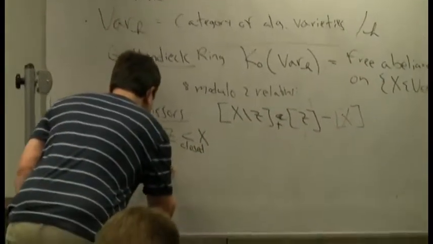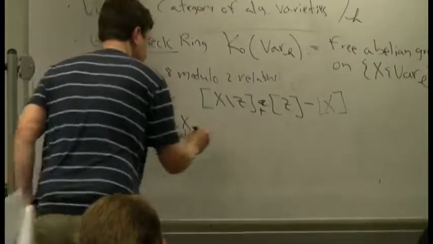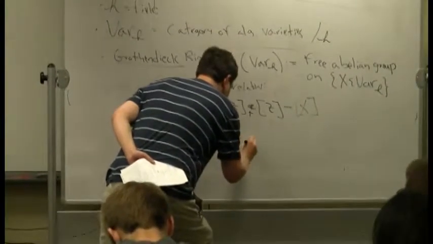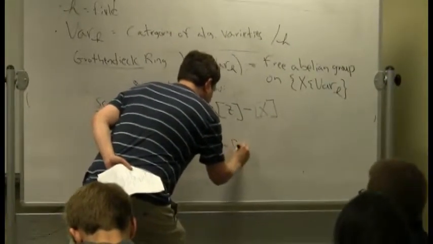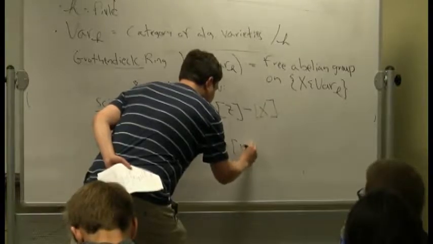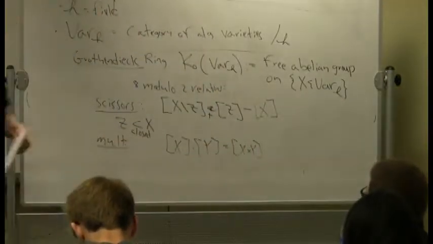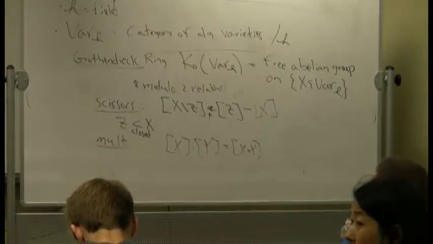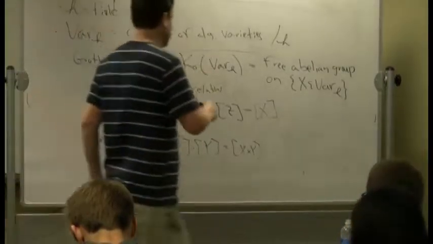And then the multiplication, as Ravi said, is: X times Y is the class of the product. And this makes this thing into a ring. So you just plug in a field. And it's all varieties of all dimensions and everything, yes. I guess you probably want the free abelian group on isomorphism classes. Right. That's what I said.